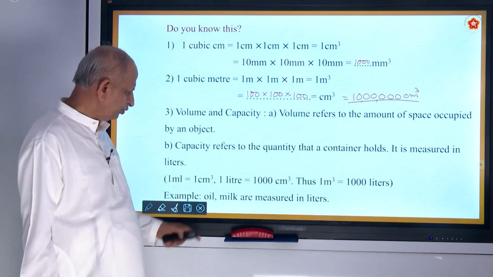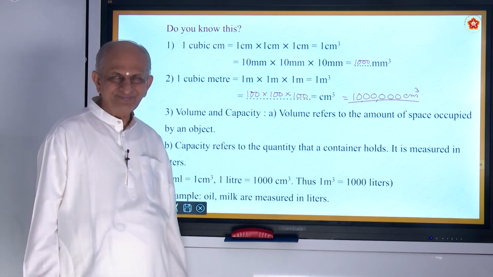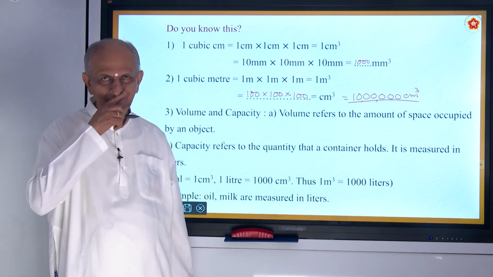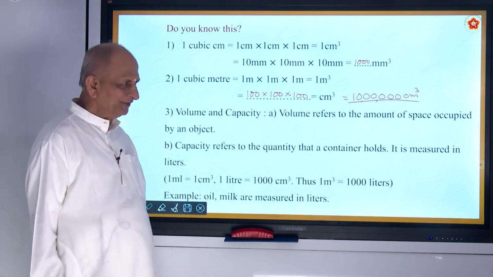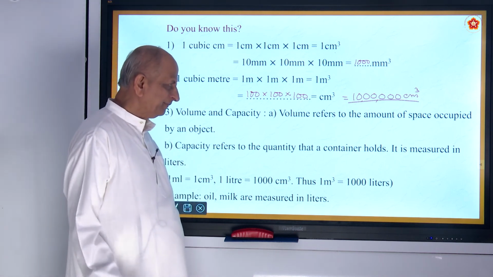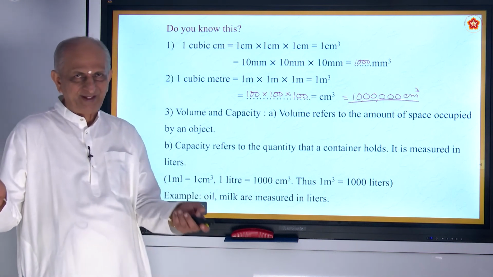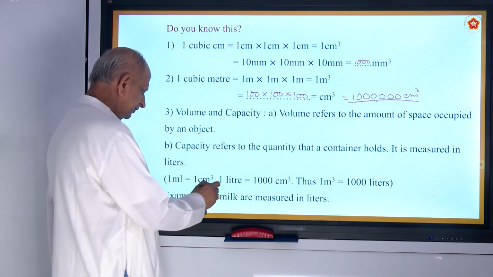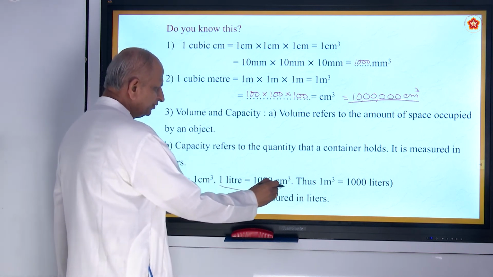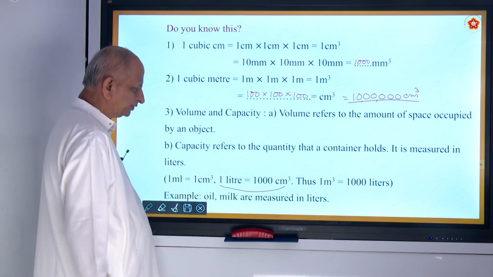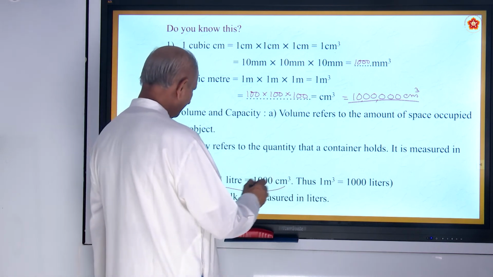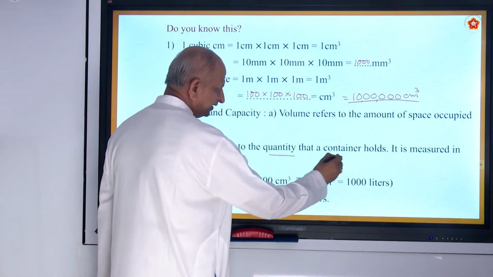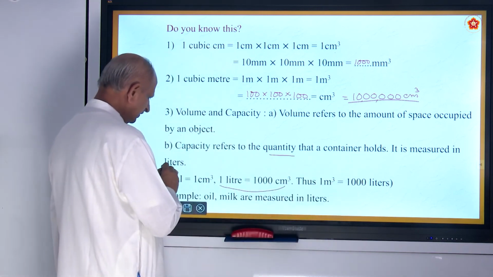All of you know will go to a milk shop, milk dairy. You say, I want half liter of milk. What is that half liter? Means 500 ml. 1 liter of milk. My milk has come in the can. It's 5 liters, you say. What is it? 1 liter means what? 1 liter means 1000 centimeter cube or 1000 ml. So capacity refers to the quantity that a container holds, measured in liters.